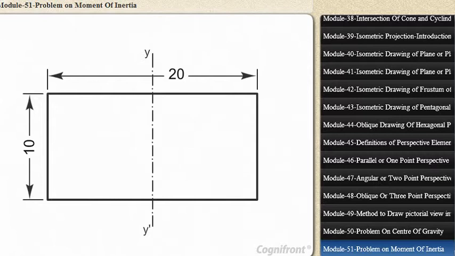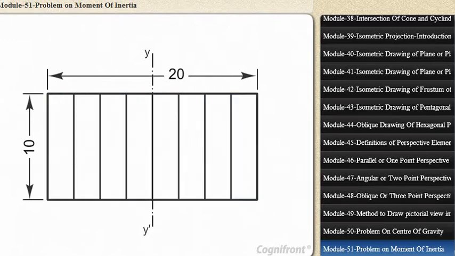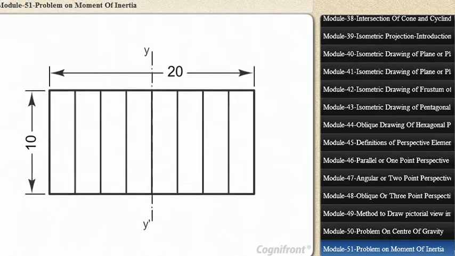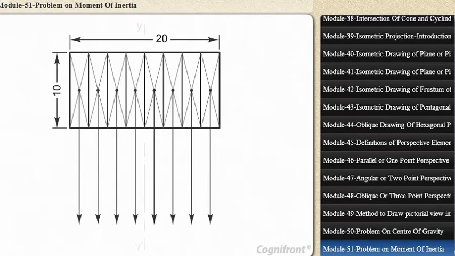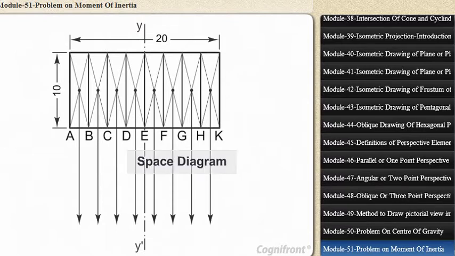Draw the given rectangle to a suitable scale, say 1 cm equals 2 cm, and draw the axis y dash passing through its center of gravity. Divide the rectangle into a number of equal strips, say 8, parallel to the axis. Draw lines of action of forces representing the area of each strip parallel to the axis and passing through respective centers of gravity of the strips. This is the space diagram.